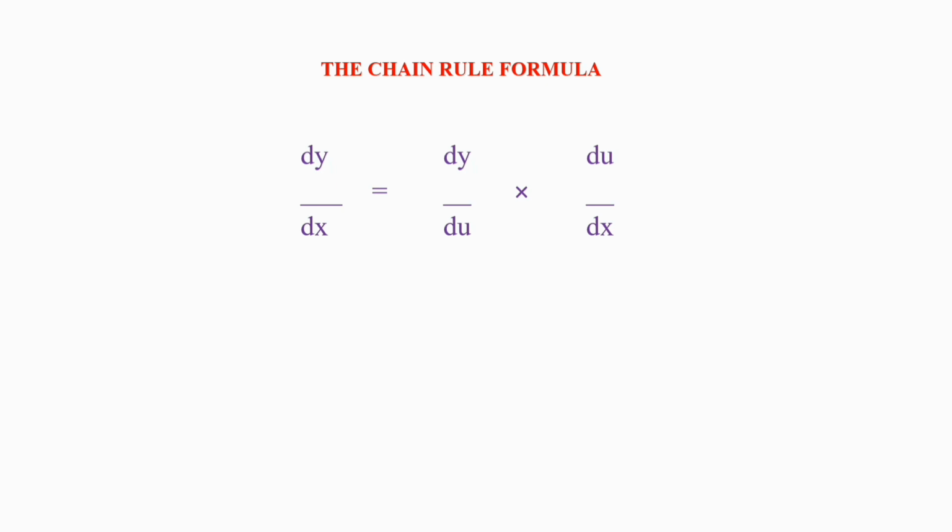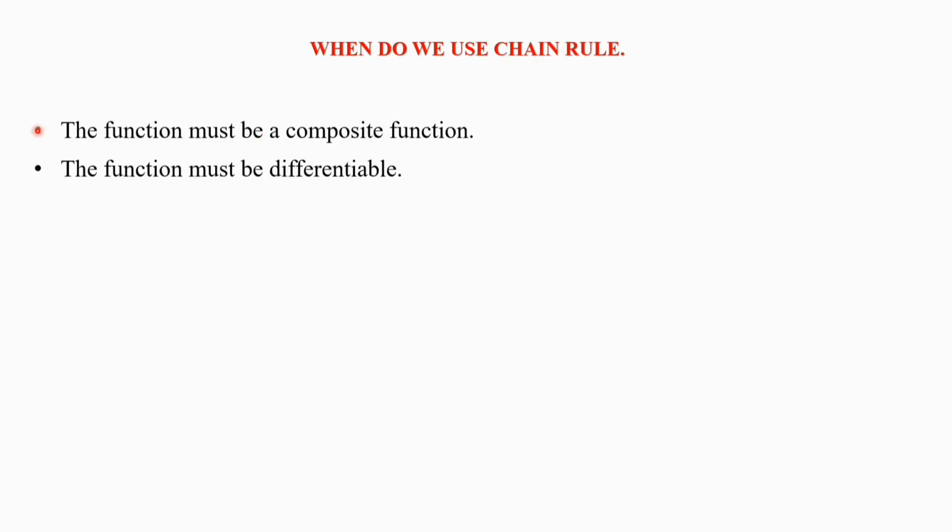Now, when do we use chain rule formula? The chain rule formula is used when we are given a function that is a composite function and we are told to differentiate this function. In that case, we employ the chain rule formula. Don't forget that a composite function is a function that has another function in itself. So in that case, we make use of chain rule formula to differentiate such function. The function must be differentiable, that is, we must be able to differentiate that function.